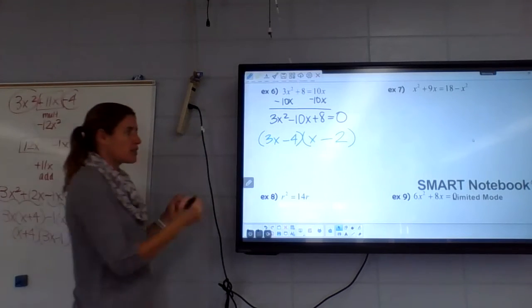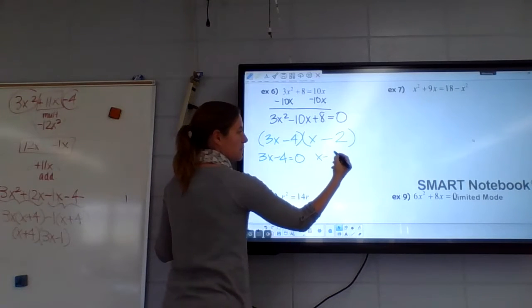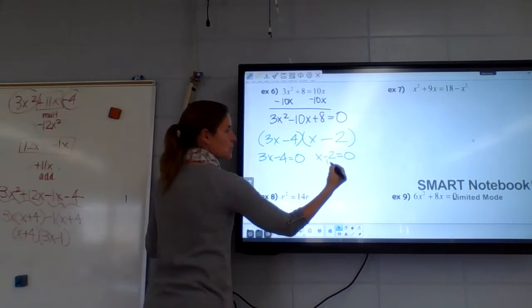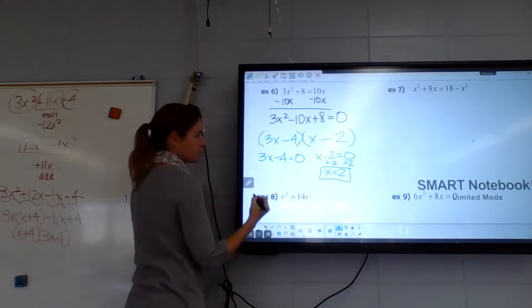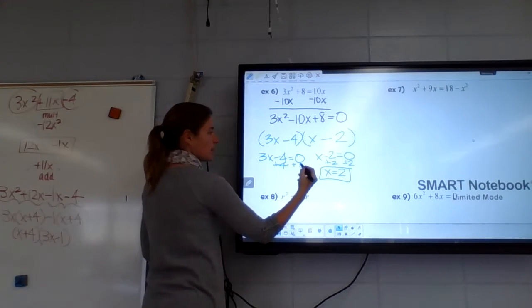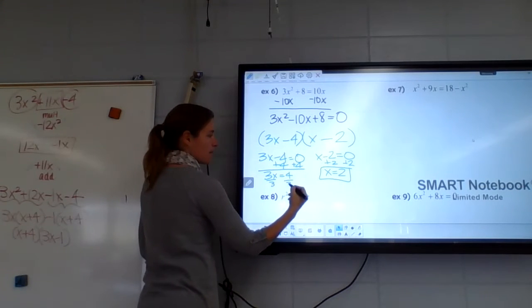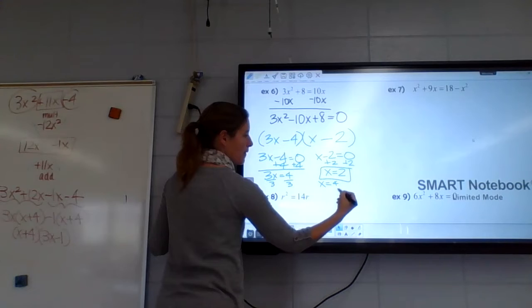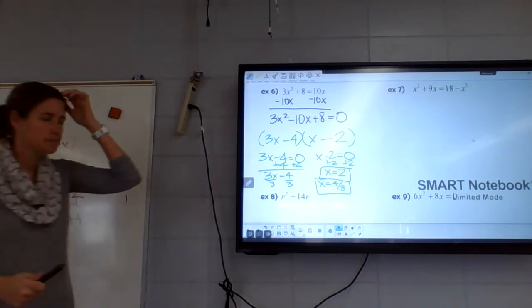So once I factor it this way, then I have to set each of those factors equal to 0. This one's really easy. X is 2. And then over here, 4/3.